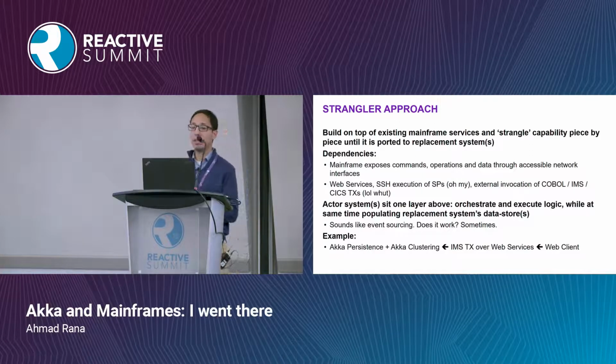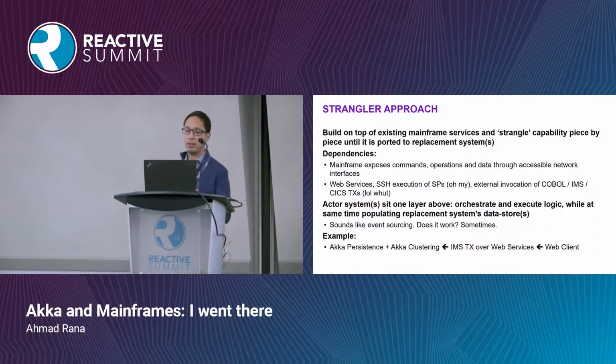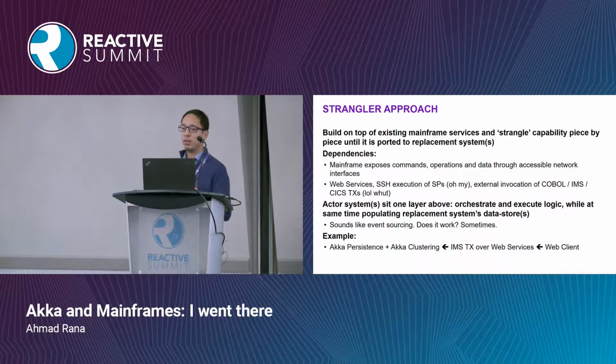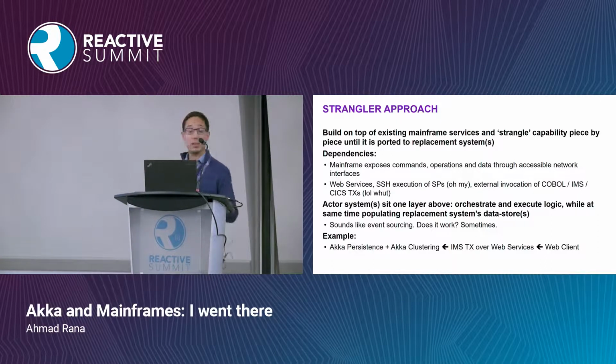Below, I have an example here of an actual use case where you have your existing web client. It needs to do an IMS transaction on the mainframe. That's where the business value comes from. So you can create, using Akka or other Java-based tools or any other tools, a web service over your IMS, but you can leverage Akka persistence and Akka clustering to actually control the flows. And Akka persistence and Akka clustering can also give you the ability of event sourcing and replay, which I'll be talking about soon.